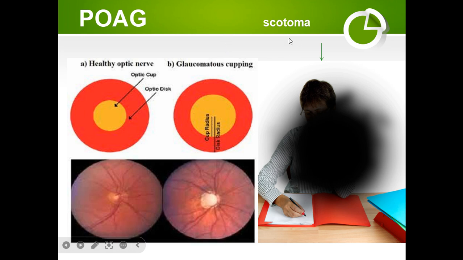So in scotoma, what is scotoma? We can see visual field loss. That is, in an image, the person affected with POAG cannot see one part of the image. It is seen in black color. So one part of the image cannot be seen by the patient. This is scotoma, where visual field loss is there.